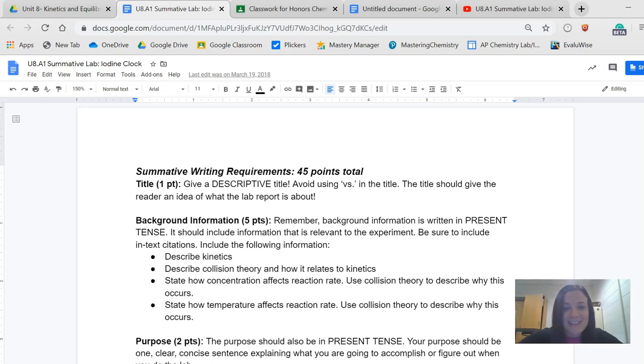Hi guys, so today I'm going to go over the summative writing requirements for our next full lab report, which is Unit 8, Acquisition 1, the Iodine Clock Lab. So up first, we need to have a descriptive title. We want to avoid using "versus" in the title. I know you guys use that in physics, but in chemistry we just want to use a descriptive title to give the reader an idea of what the lab report is about.